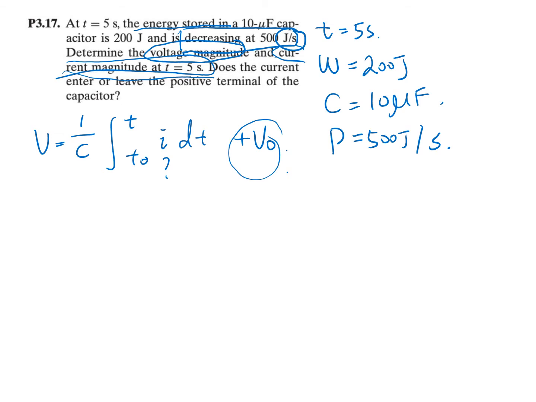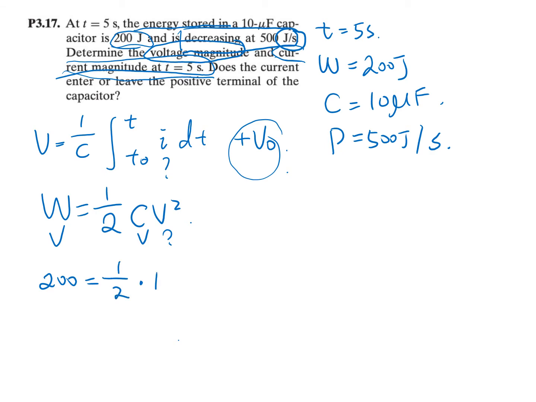We also have another formula that involves the voltage, that is W is equal to 1/2 CV squared. We know C, we know the energy stored, that's 200 joules. We can find out V. So 200 is equal to 1/2 times C, which is 10 microfarads, times V squared, and this is 10 to the negative 6. So we can solve that V is equal to 6,325 volts.